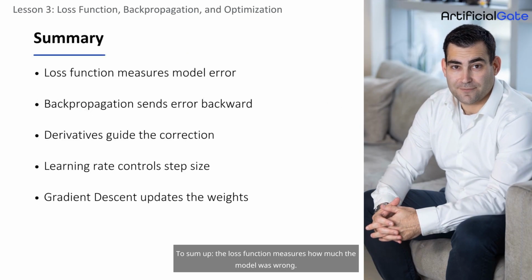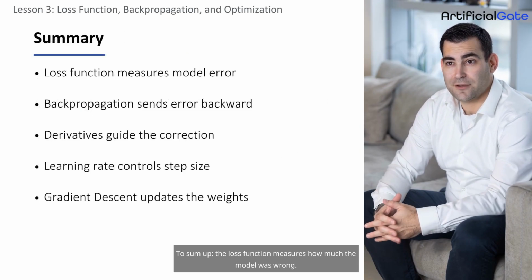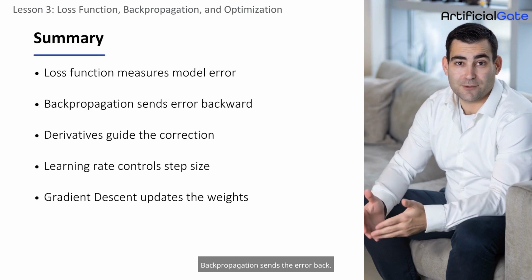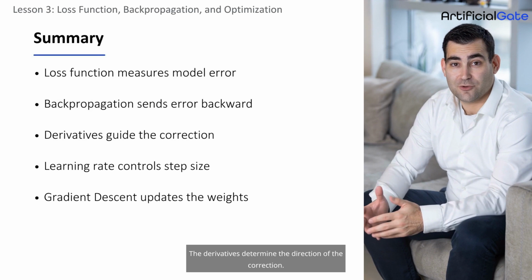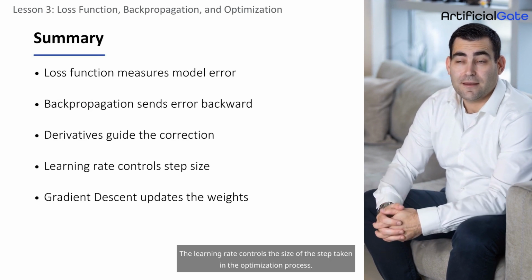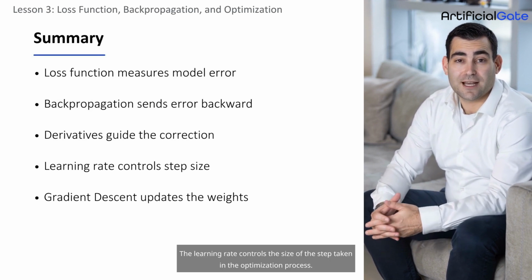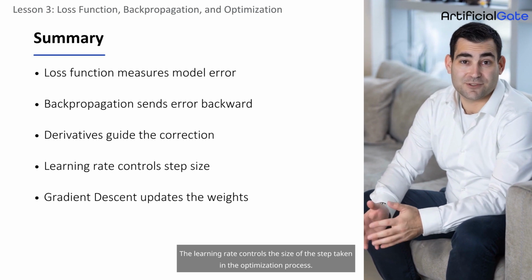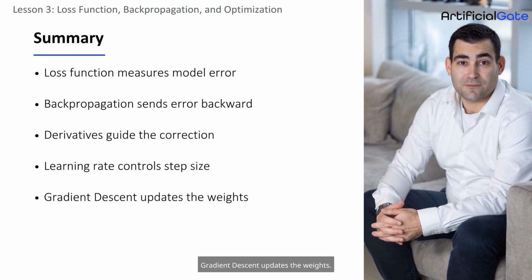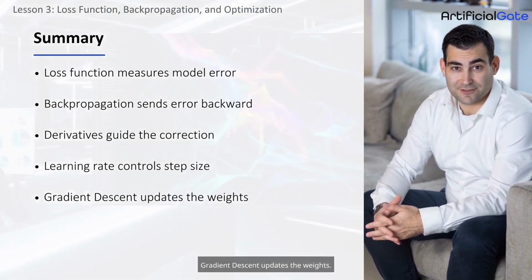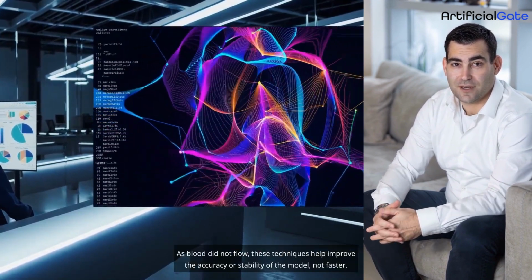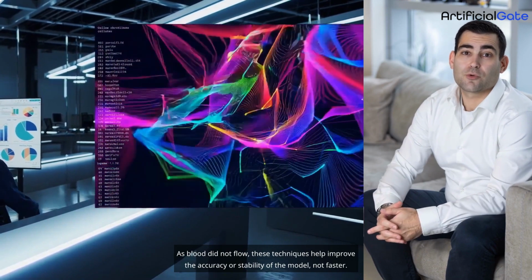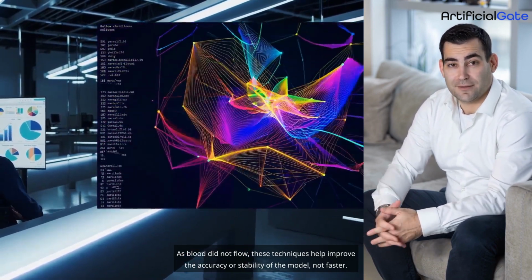To sum up, the loss function measures how much the model was wrong. Backpropagation sends the error back. The derivatives determine the direction of the correction. The learning rate controls the size of the step taken during the optimization process. Gradient descent updates the weights. In the next lesson, we'll see how training progresses over time and which techniques help improve the model's accuracy and stability.